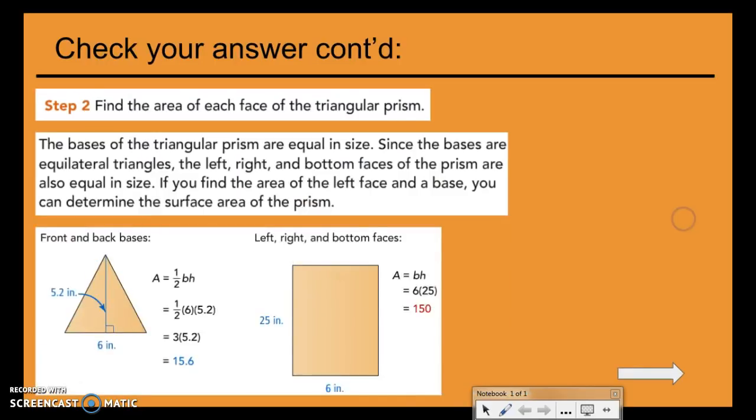Let's keep moving. Find the area of each face of a triangular prism. So, for our formula for a triangle, we have area is half of base times height. So you can multiply 1/2 times 6 times 5.2, or you can just cut the 6 in half and have 3 times 5.2, which gives you 15.6. That's your front face. Your left and right is going to be base and height. 6 times 25 is 150. Good, easy. But those are just 2 faces.